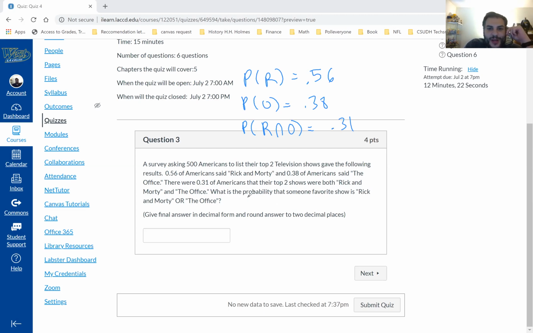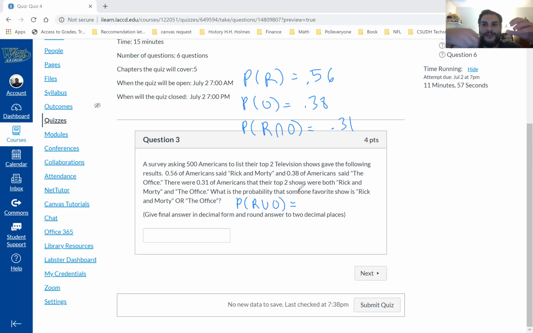So it says, what is the probability that someone's favorite show is Rick and Morty or The Office? If you remember from chapter 5, I told you that you have to pay attention to these words or the key word. Right here, the key word is "or." So this is telling us we want to do the probability of Rick and Morty or The Office.